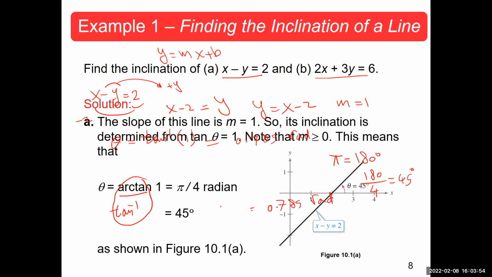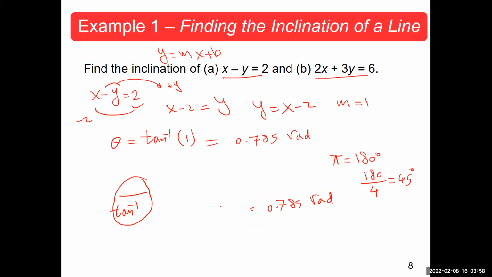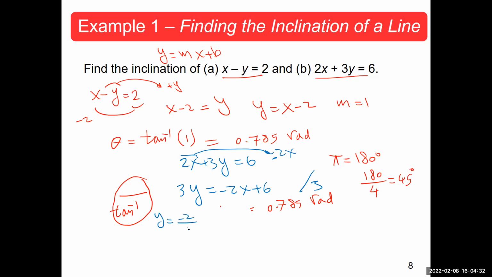The other problem: 2x plus 3y equals 6. The same thing, because y is positive, I'll leave it on this side, take the 2x to the other side, it becomes negative 2x. So we get 3y equals negative 2x plus 6. Divide by 3 everywhere. y equals negative 2 over 3 x plus 2. So m, how much is m? Negative 2 over 3. Now, if you do the theta, it is tangent inverse of negative 2 over 3.